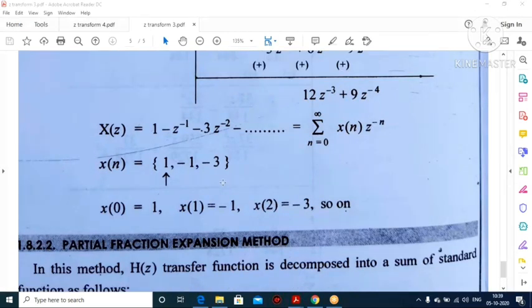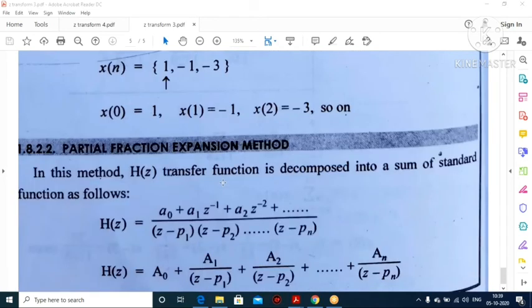So you should keep these important points in your mind: when the x of n is causal and when the x of n is not causal. If it is causal, how to write the x of n expression, and how you will get the x of z, whether it is positive power of z or negative power of z, right? So this is the long division method.